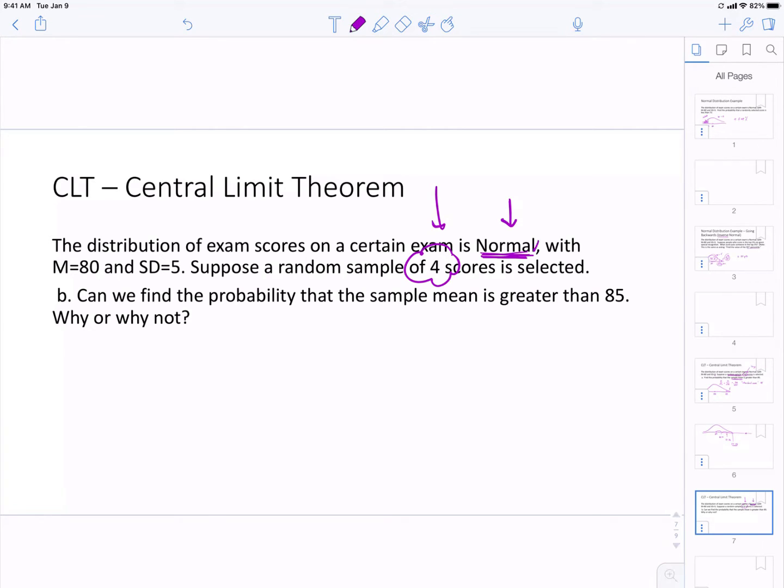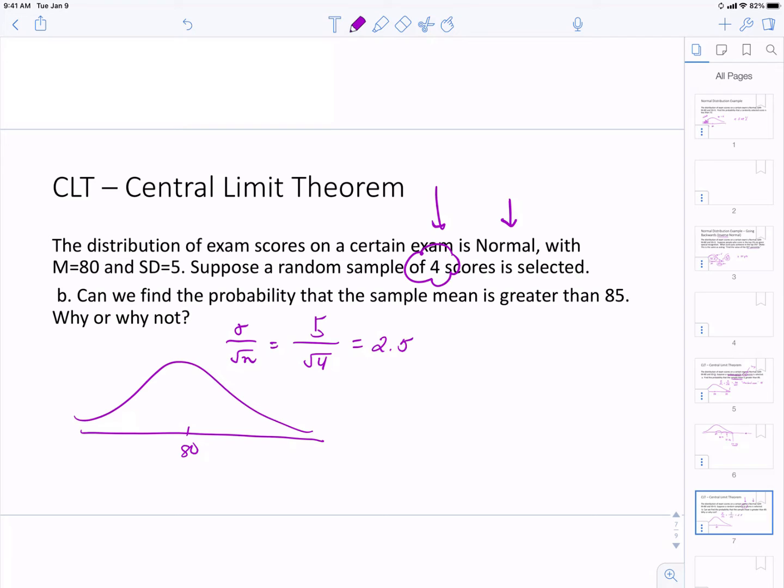If this word was not in the problem and we didn't know anything about the shape of the distribution we were drawing from, you could not do the problem. We would need a sample size that was larger than 30. But in this case, since I do know that the population is normal, I can do the problem. So we would do it exactly the same way. The mean is 80. I would have to calculate the spread using the formula standard deviation divided by the square root of the sample size, or in other words, 5 divided by the square root of 4. And that comes out to be much larger. That comes out to be 2.5.